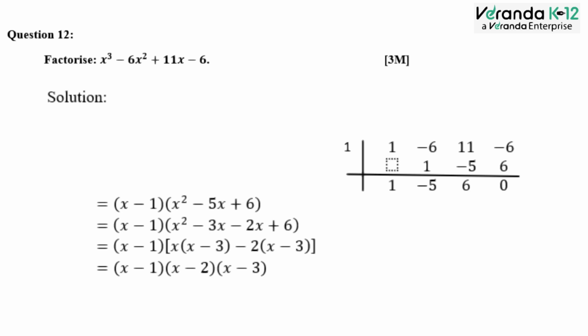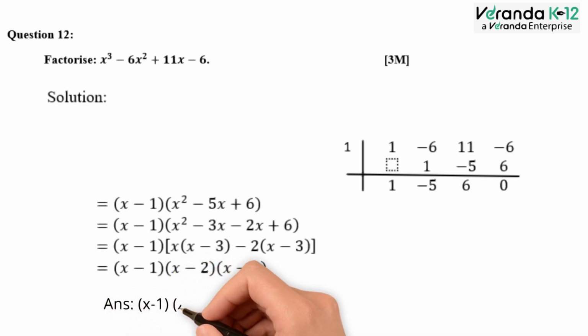Let us try with 1. By simplification, we get the remainder as 0. This implies 1 is a zero of the given polynomial. If 1 is a zero, then x minus 1 is a factor. The rest of the numbers written below the line are the coefficients of a quadratic polynomial. So, by splitting the middle term and factorizing, we get the factors as x minus 2 and x minus 3. Thus, the factors of the given polynomial are (x minus 1)(x minus 2)(x minus 3).